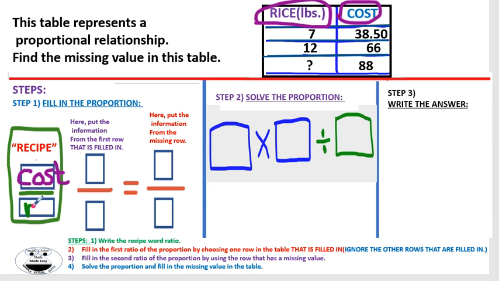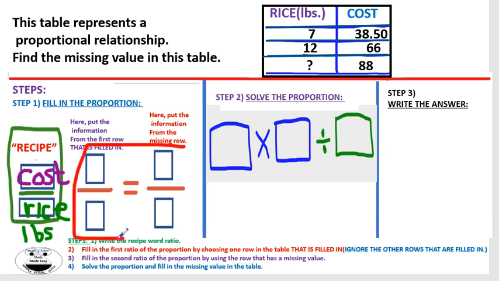So I'm going to continue putting the cost on the top and the rice pounds on the bottom. That's going to be my order, the recipe that I'm using. And remember, just like when cooking or baking, you must follow the recipe. So that's the first thing I do. Now the second thing I do is, I know here I see 4 boxes, and those are what I'm going to use to fill in my proportion.